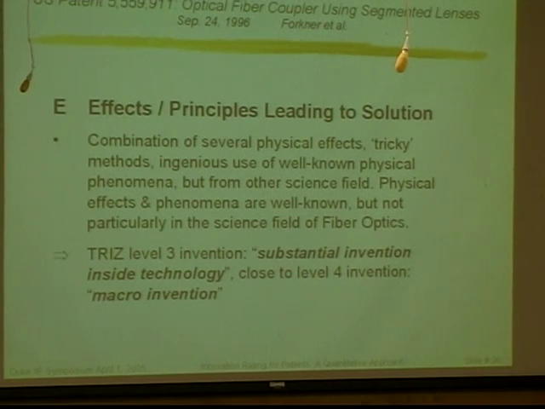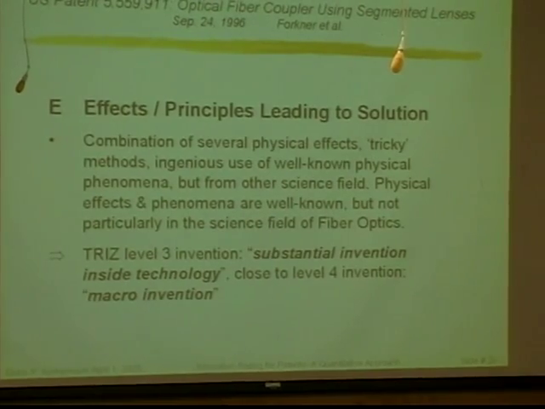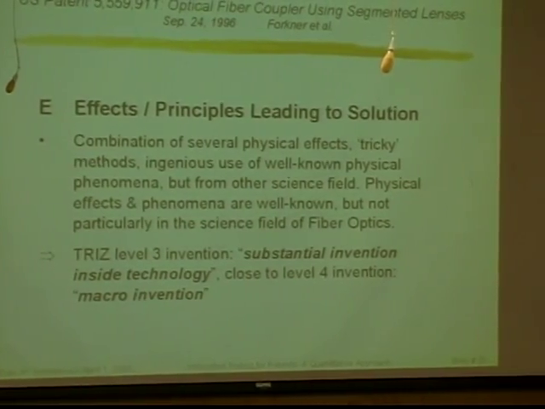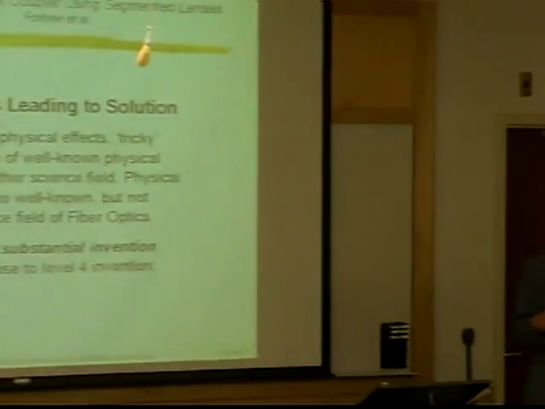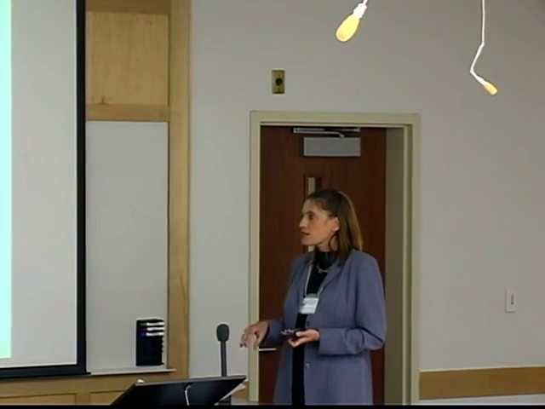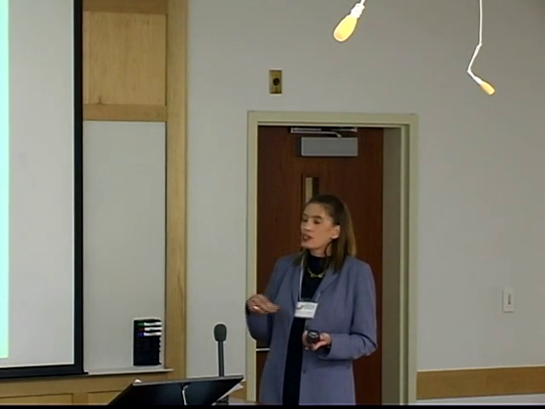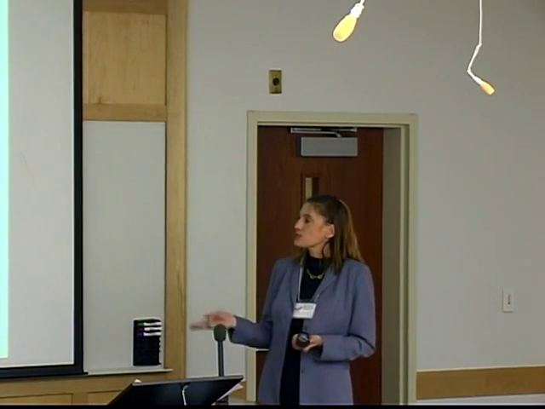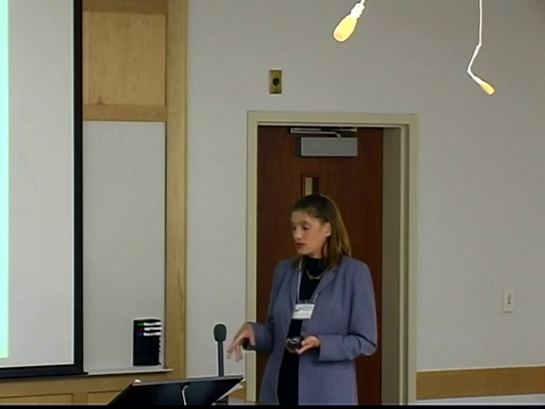In this case, it's quite tricky to implement this. However, the effects have been known before. They are well known. I mean, lenses have been known in geometric optics for a long time. It's nothing new, but still not in illumination engineering. So from this perspective, if you look at the TRIS innovation matrix, this would be a TRIS level 3 invention.